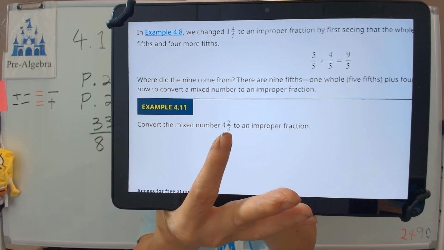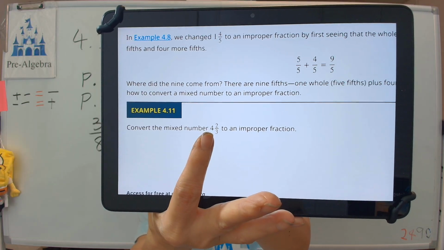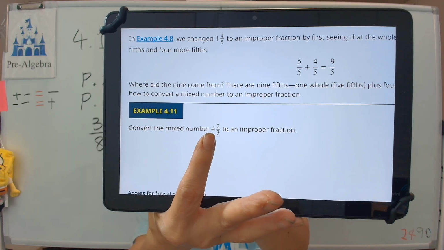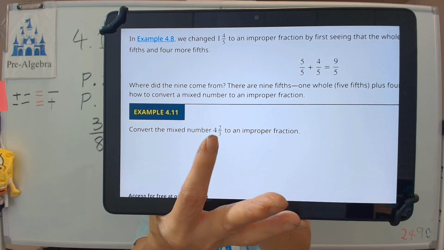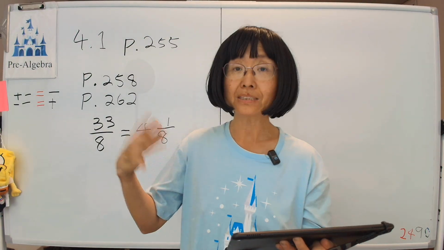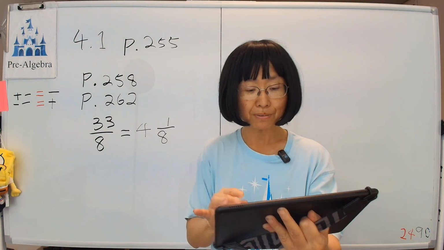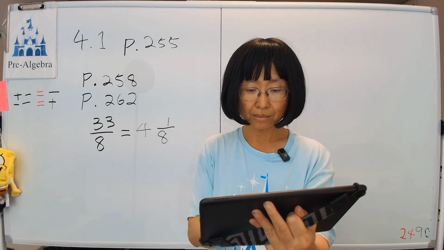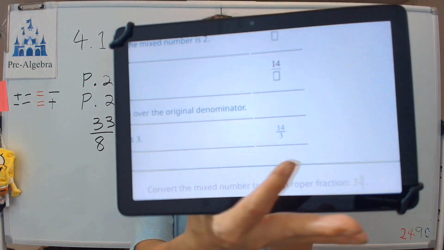Well, your pie is cut into 3 pieces each, and you own 4 pies plus 2 slices. So the total will be 12 pieces of pie, plus the 2 extra pieces. So you have 14 pieces total. So the answer will be 14/3, which is what it says on the following page as well.